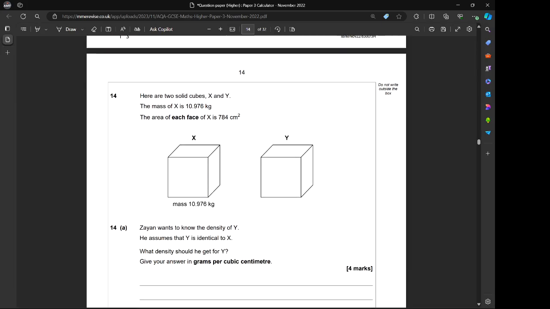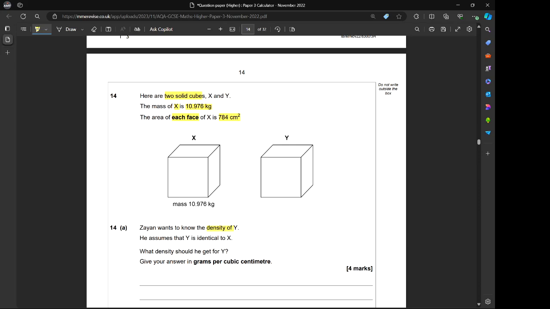Here are two solid cubes, X and Y. The mass of X is 10.976 kilograms. The area of each face of X is 784 centimeters squared. 14A. Zayan wants to know the density of Y.